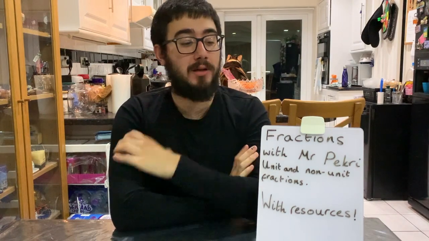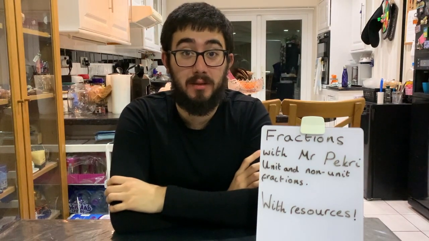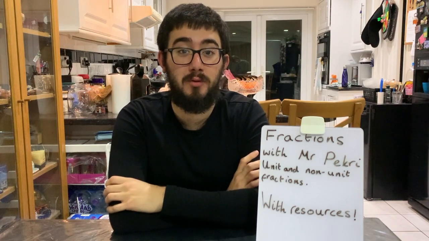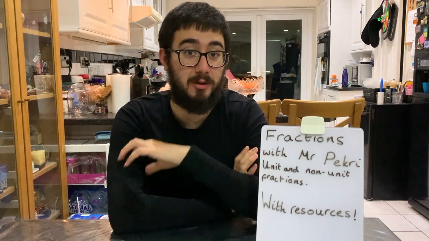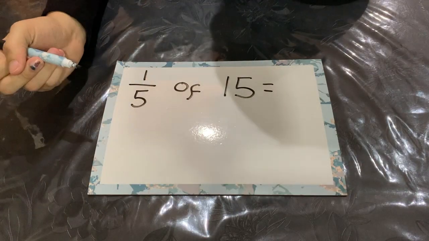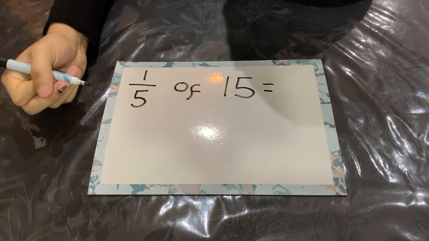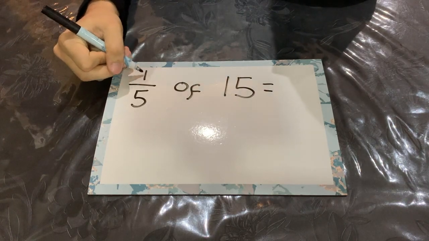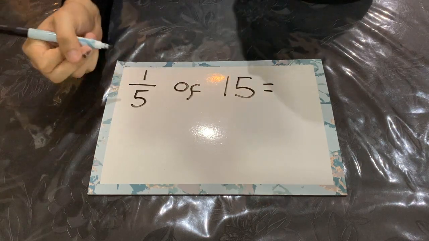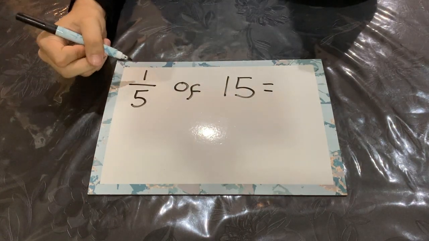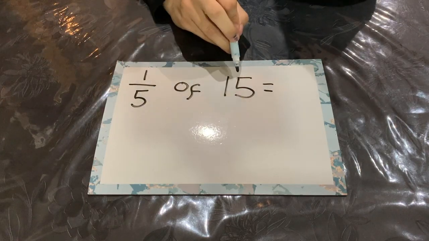Last time we were looking at unit fractions with 1 as our numerator, and today we're going to move on to non-unit fractions where our numerator will be different. Just like we did in the last video, we're going to start with a unit fraction, which is when I've only got 1 as my numerator. So my fraction is 1/5, and I want to find 1/5 of 15.